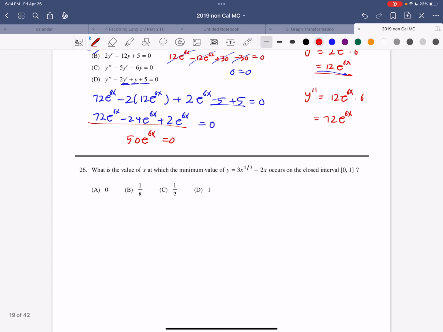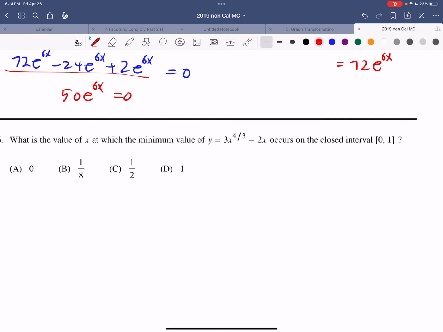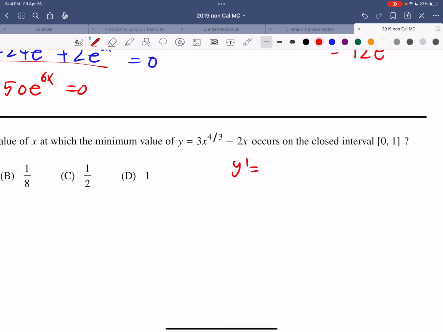Oh, it's very easy. So let's try question number 26. What is the value of x at which the minimum value occurs on this closed interval? Yeah, let's get it done pretty quickly. So it is a closed interval, right? So these endpoints are going to be the candidates. Another candidate is going to be the critical point. First, you take the derivative. So it's going to be 4x to the 1/3 power minus 2, right?